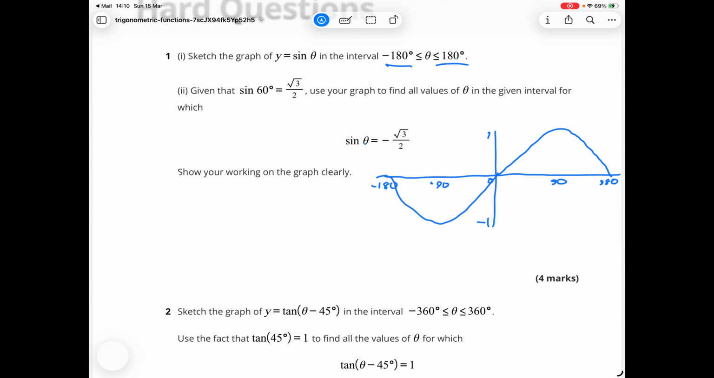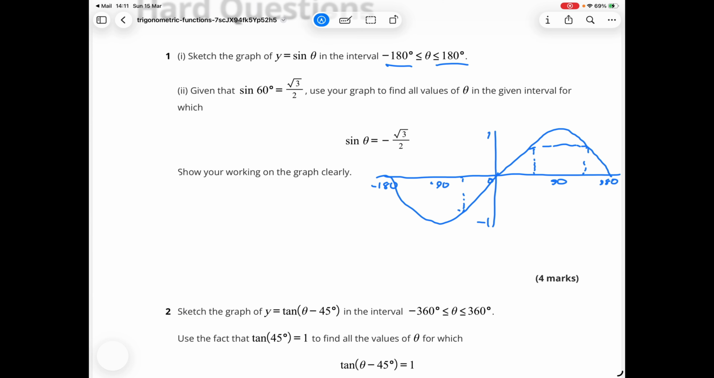Now we know sine of theta equals minus root 3 over 2. Anyway, I was going to use another colour, but I'm not now. So root 3 over 2 is going to be at 60, so that would be there, and that would be there. Those would be the two answers to this one. But this one means that it's going to be minus 60.